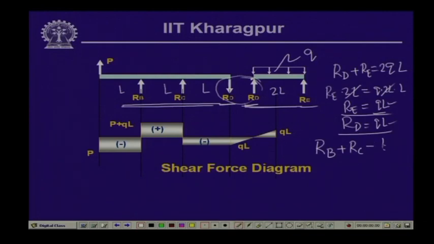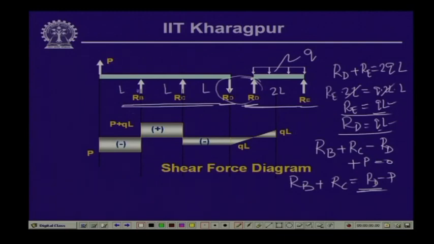So, minus R d and P also in the same direction. So, plus P, this is equals to 0. So, this gives us that R b plus R c is equal to R d minus P, and R d we have seen as equal to Q L. So, this is Q L minus P.